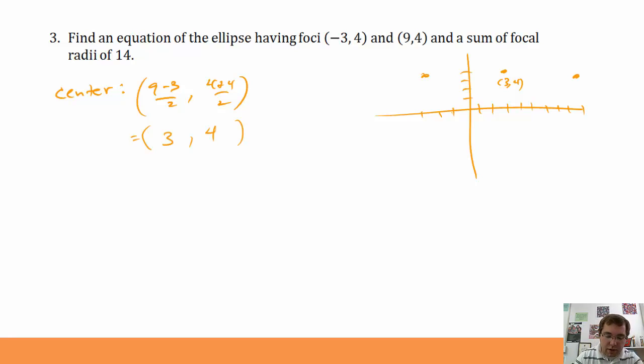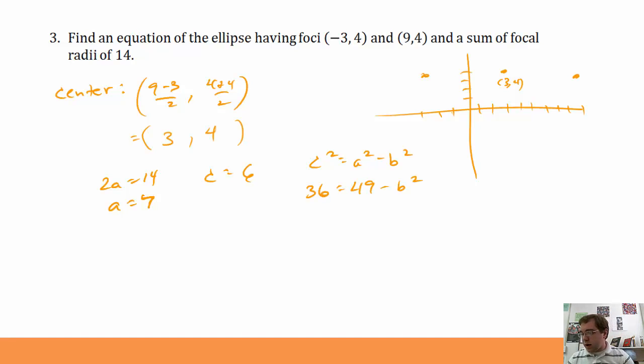Good. The sum of focal radii is 14. That means 2a is 14. So a equals 7. Okay, what is c? Well, c is the distance from the center to the focus. What's the distance from 3, 4 to 9, 4? That's 6. Okay, so c squared equals a squared minus b squared. That means 36 equals 49 minus b squared. So b squared must be 13.